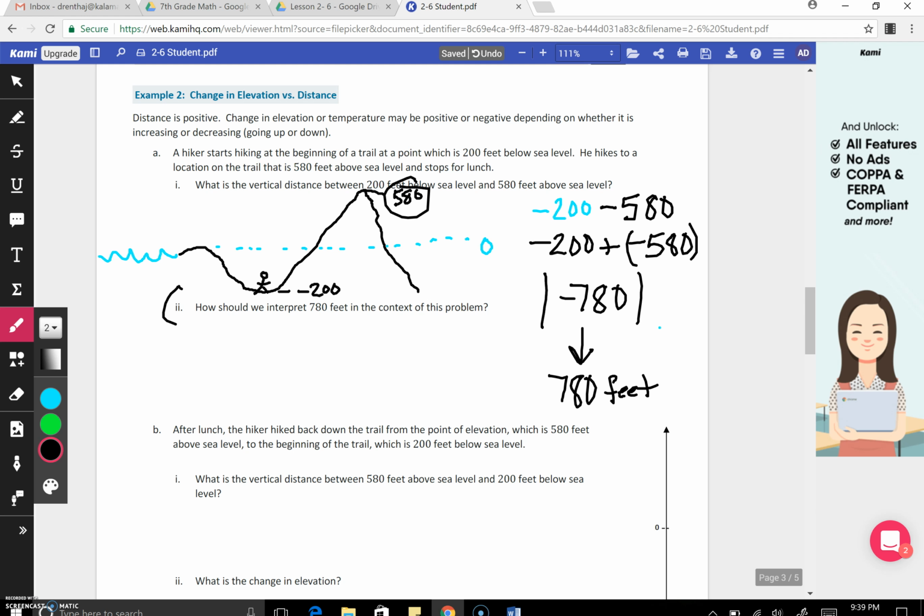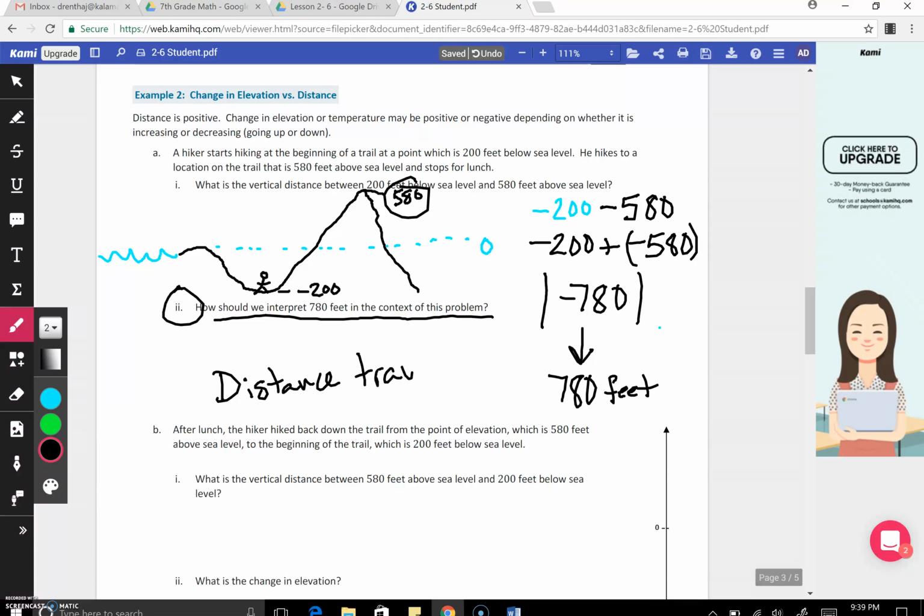Now, this part tells us how should we interpret 780 feet in context of this problem. We should just think about it as the distance traveled. That's how far this hiker has to go.